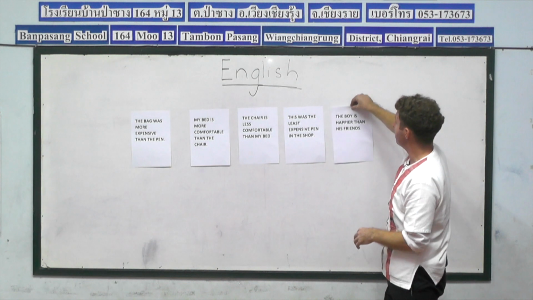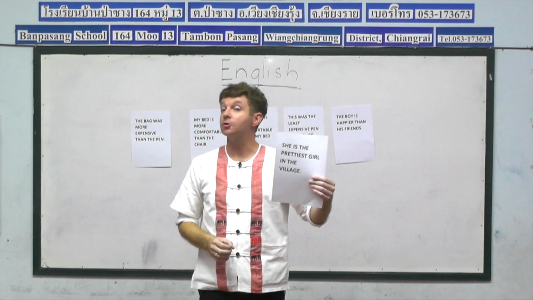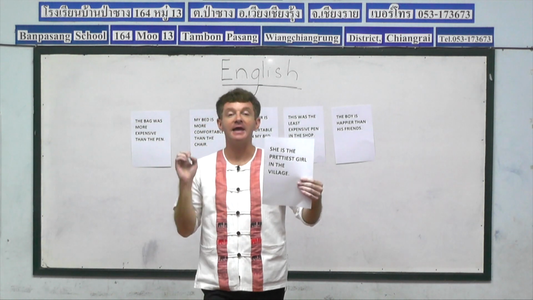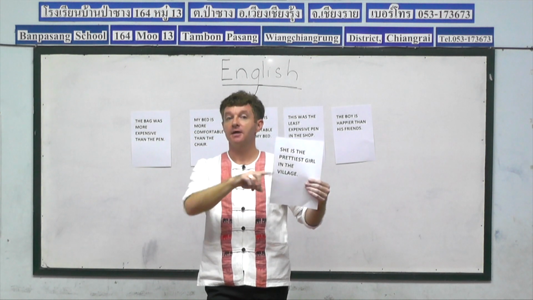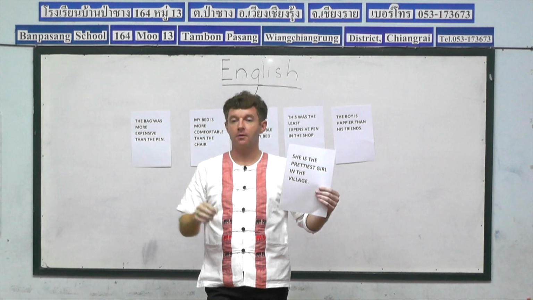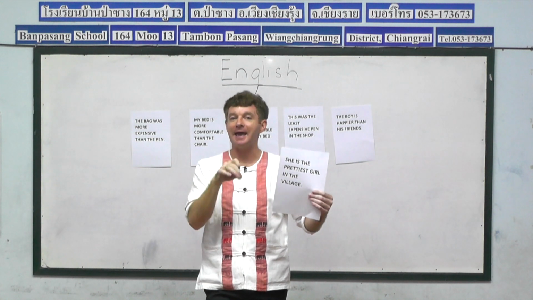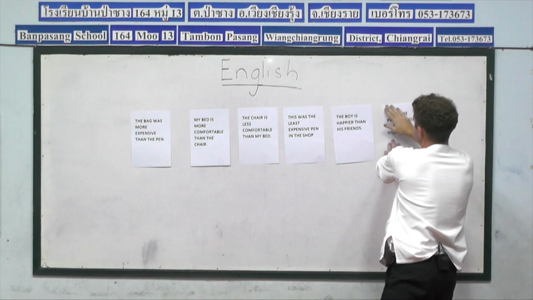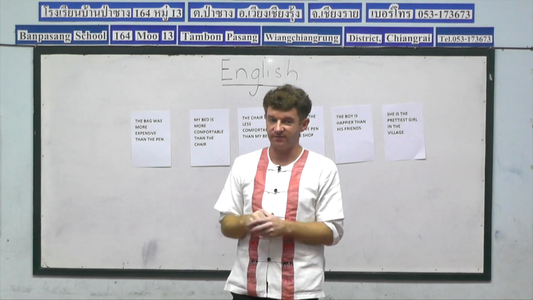And now for our final sentence. She is the prettiest girl in the village. Prettiest, superlative. We take pretty, delete the Y, I-E-S-T. So guys, here we have 6 sentences on the board. What I'm going to do now, put you into teams.